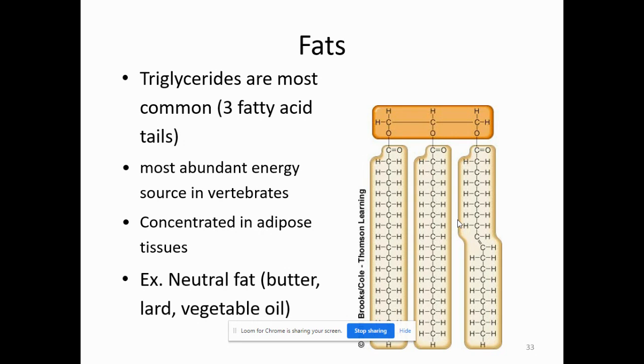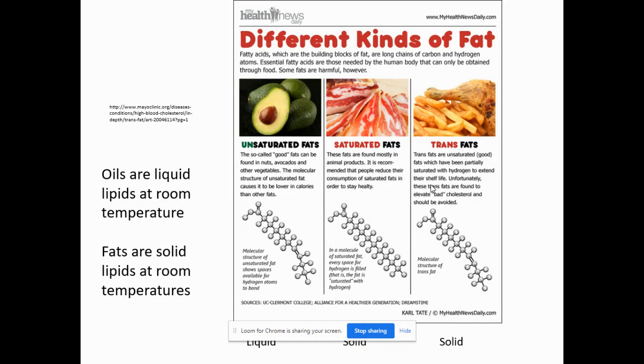Triglycerides are the most common fatty acid. You have the carboxyl end, and then three hydrocarbon tails, so three fatty acid tails. They're the most abundant energy source in vertebrates, and we find these fats concentrated in adipose tissue. The difference between oils and fats is the structure of these lipids at room temperature. Oils are liquid lipids at room temperature. Fats are solid lipids at room temperature.